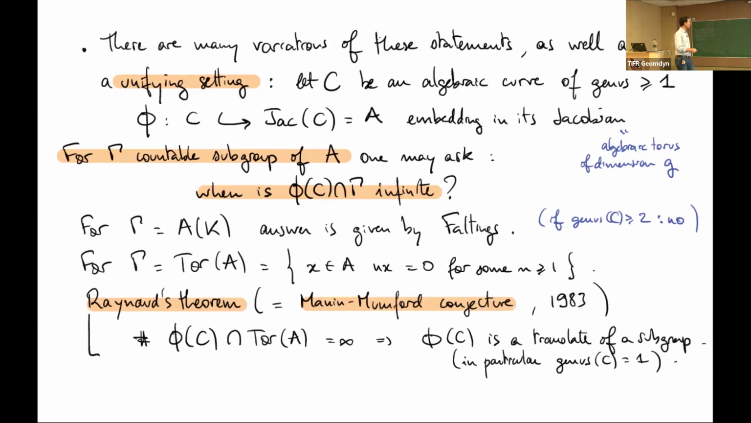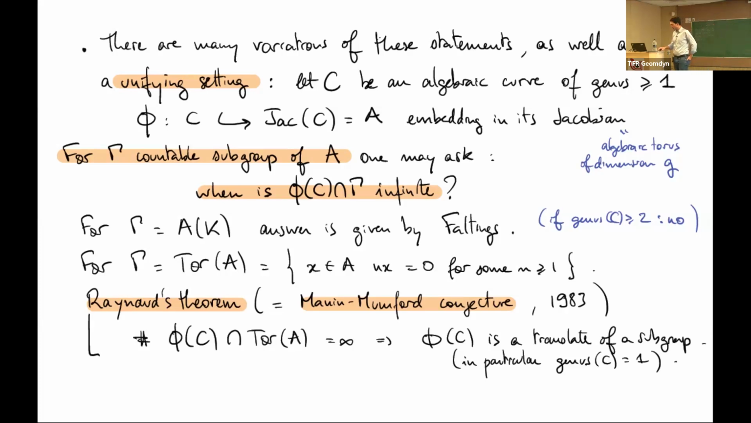And then you get something which is not exactly the previous theorem, but which is very analogous to it, which is the initial Manin-Mumford conjecture, which was solved by Raynaud, as Laura told us. So the only possibility for this curve to have infinitely many torsion points is that it is a translate of a subgroup by some torsion point.